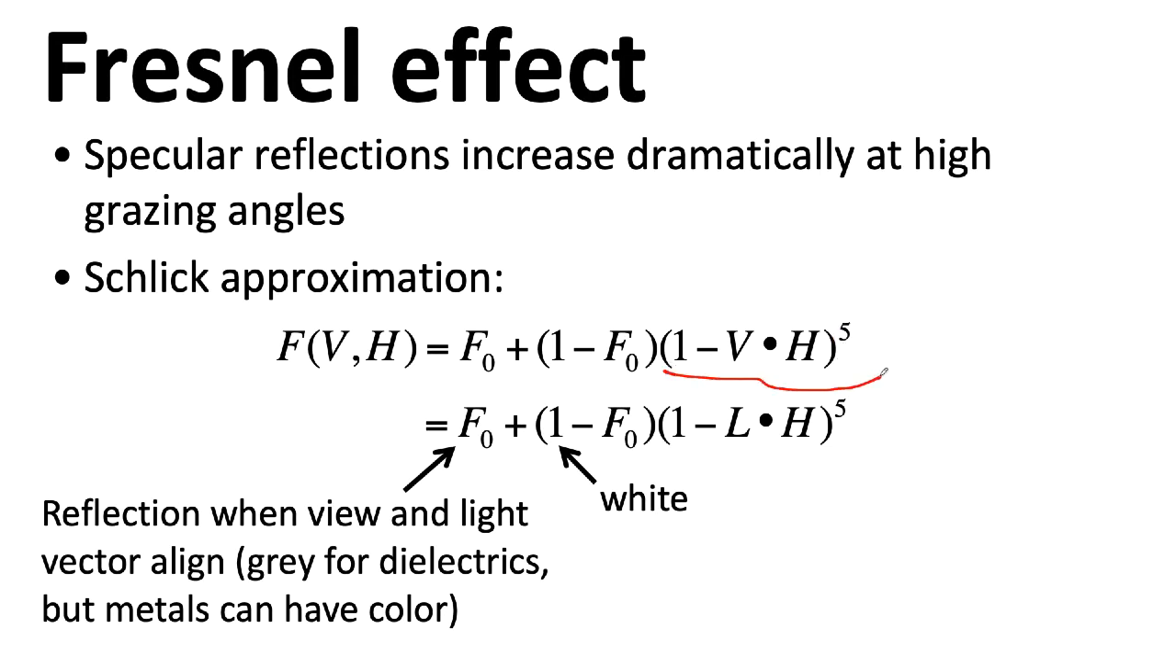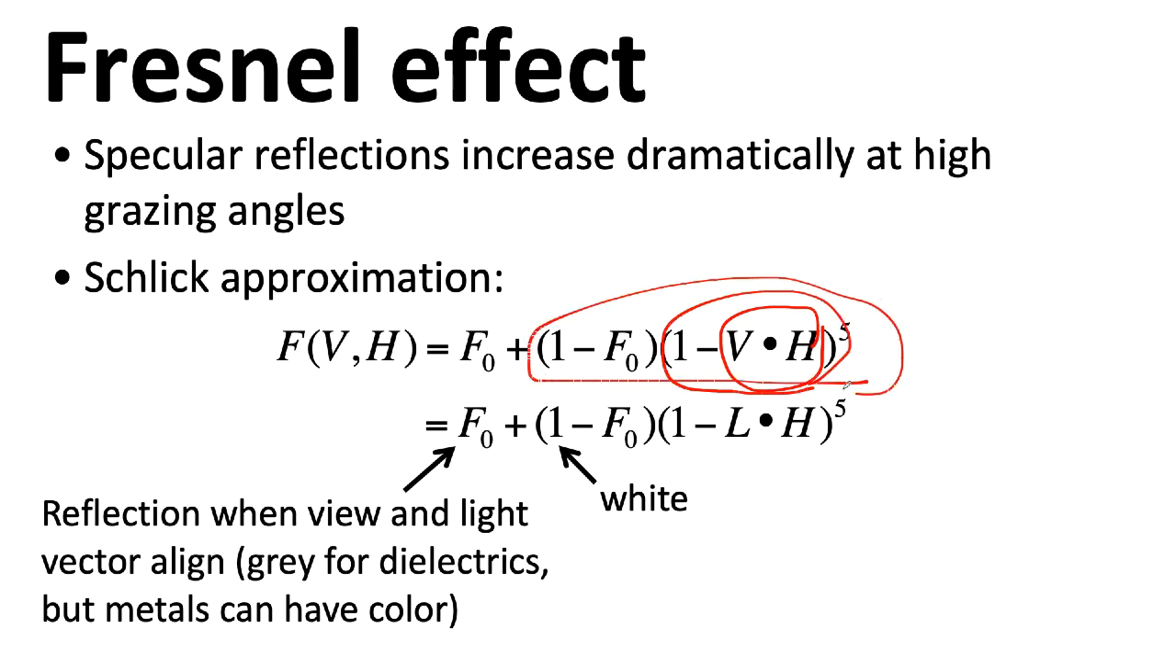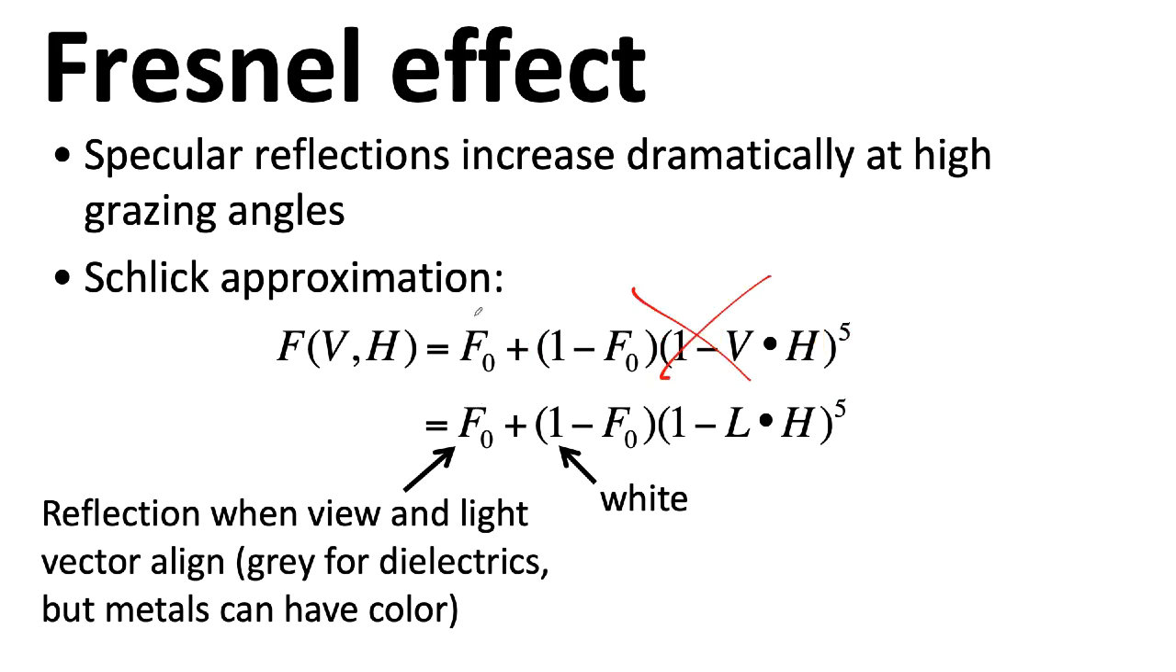Essentially, then, this becomes an interpolation factor. If your camera is lined up with the light source, so you can imagine taking a flashlight and the camera and strapping them together with some duct tape, then this is equal to 1, this whole thing is equal to 0, and this goes away. And what you're left with is F0. F0 is what you see when you view something direct on with the light.